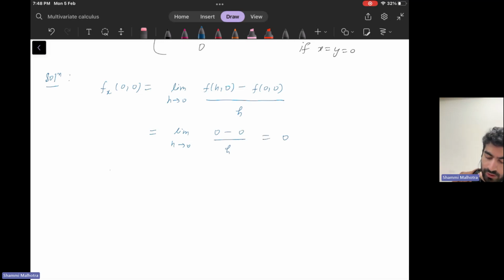And likewise, if I consider the partial derivative with respect to y, again this will be limit k tending towards 0 of f(0, k) minus f(0, 0), whole divided by k.